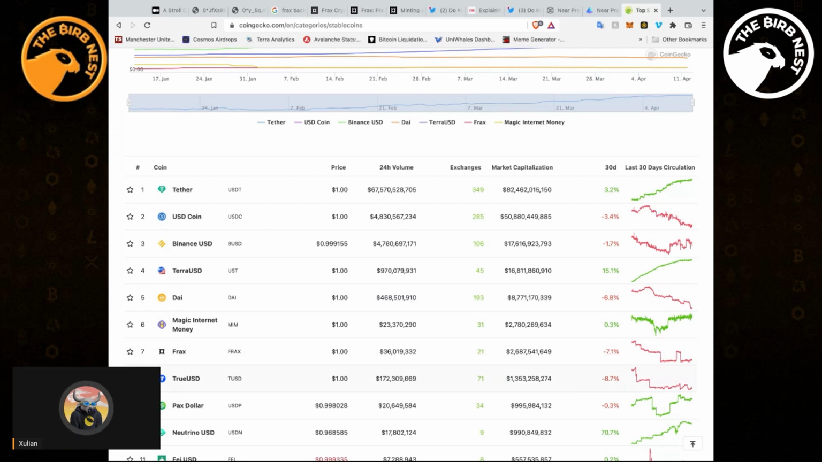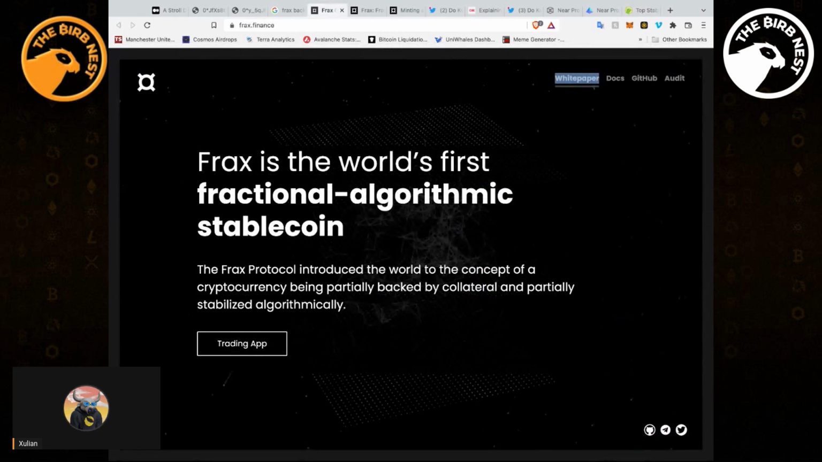So I'll talk about algorithmic stablecoins. And what are those? Algorithmic stablecoins are coins that do not have a literal backing. They don't have a collateral that is backing the price. They have different mechanics that justify and keep the price solvent. So let's first start with Frax. Frax is an awesome project built on Ethereum, and Frax is a fractional algorithmic stablecoin.